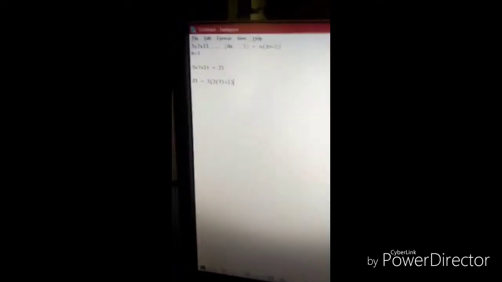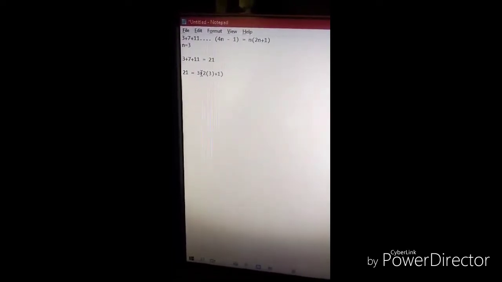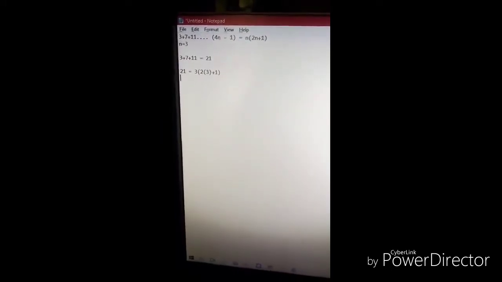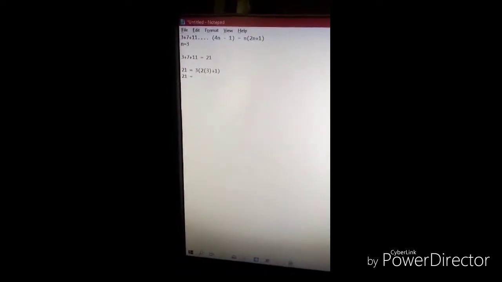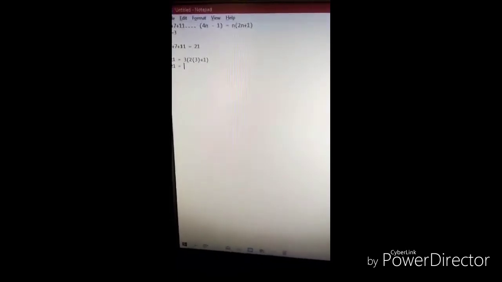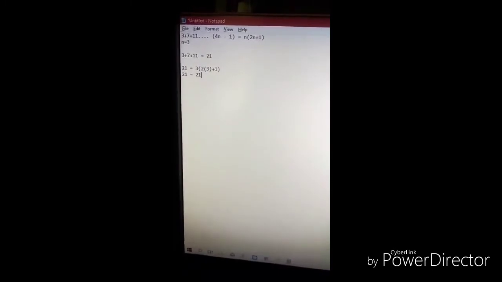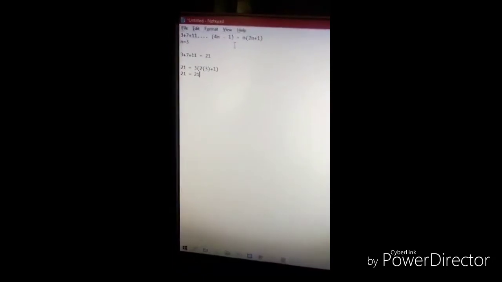There you go. And the sum of 3, 7, and 11 is 21. Now we have 21 here. So first we will prove when n is 3, 2 is multiplied by 3 will be 6 plus 1, 7. 7 multiplied by 3 will be 21. There you go. That makes our statement true for the 3 terms.